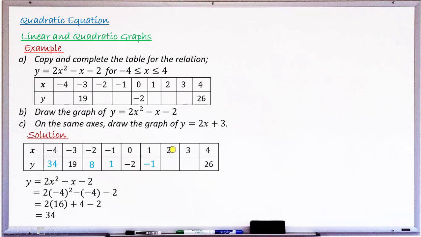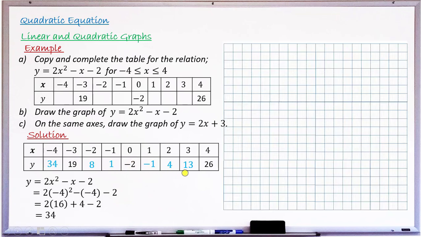So when x is now 2, substituting correctly, what you are going to have, if you do it correctly, is going to be 4. Substituting x by 3 to get the corresponding value of y in here, if that is done correctly, you're going to have 13. So my table is now complete. So what I'm going to do next is to plot this. Before plotting, I need to have my graph paper and draw and number my axis. Then I will be able to plot.